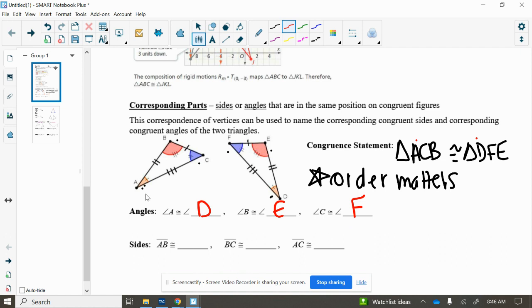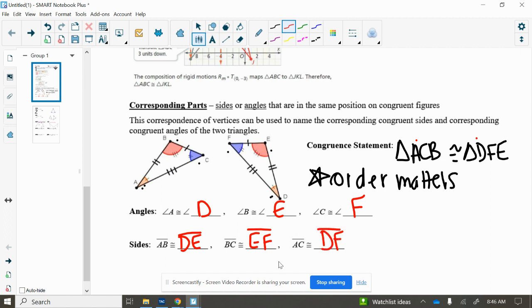Now sides, notice again we have the tick marks in our given picture. A to B has 2 tick marks. Well, that means it is congruent to D to E in the second triangle. That segment here again has 2 tick marks, or you could have said ED. And then we have BC, which has 1 tick mark here. That's the same as E to F on this one. And then A to C has 3 tick marks, so we would have D to F in our second triangle.